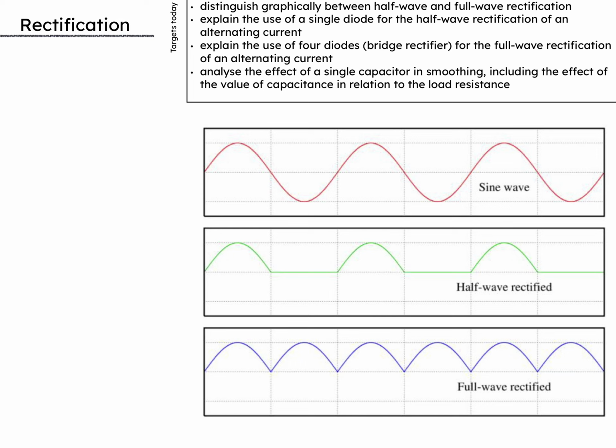To rectify something means to make it upright. So what we're doing is we're taking a sine wave that looks a bit like this, and rather than have it become positive and negative, we want to make it upright, like this.